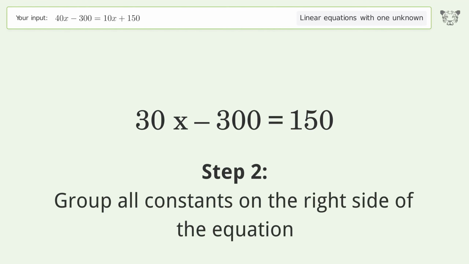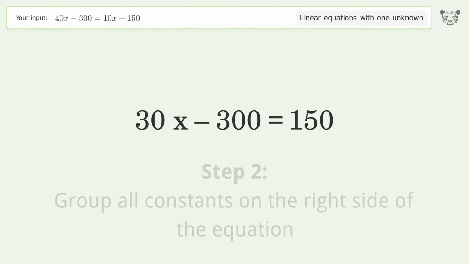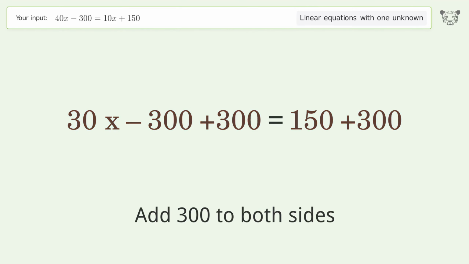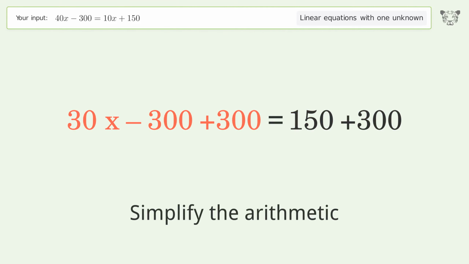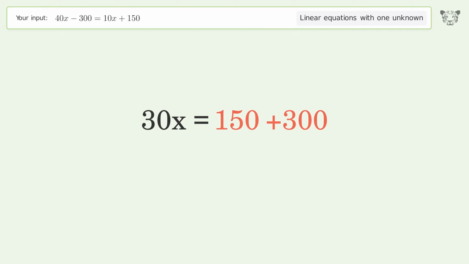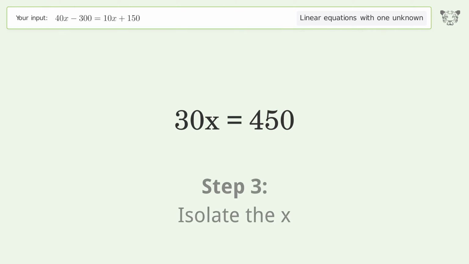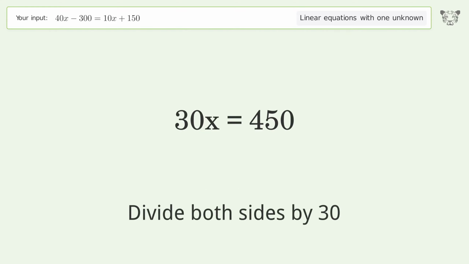Group all constants on the right side of the equation. Add 300 to both sides. Simplify the arithmetic. Isolate the x. Divide both sides by 30.